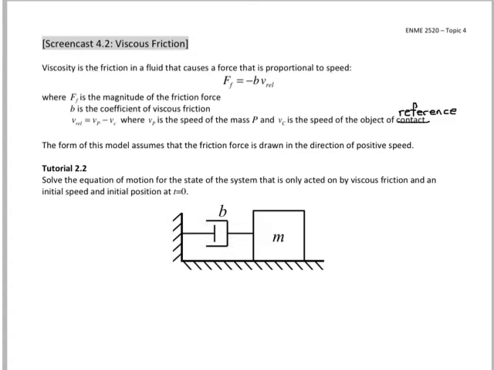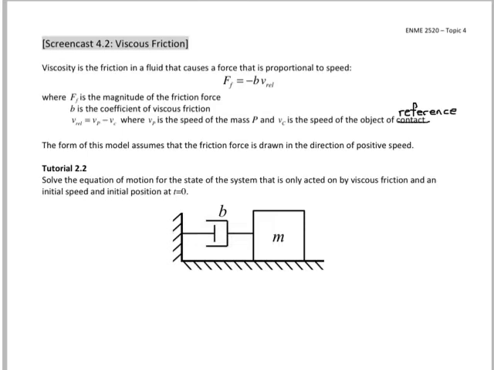Here we introduce the viscous friction model, which is the viscosity in a fluid, and it causes a force that's proportional to speed. Now this is just the opposite of our dry friction model, in which the speed itself of the object didn't change the magnitude of the friction at all, but only the direction.